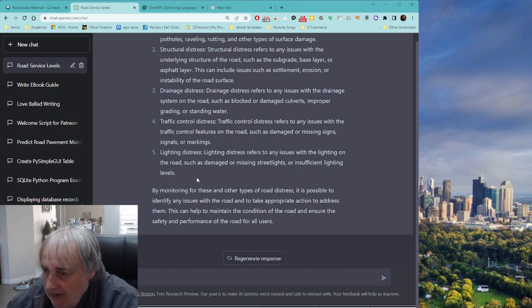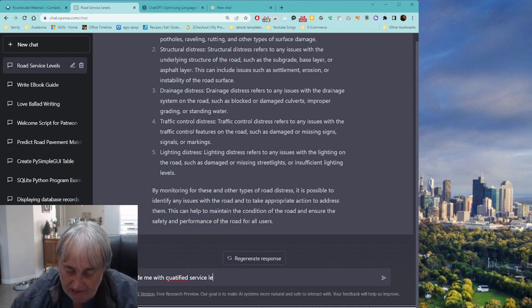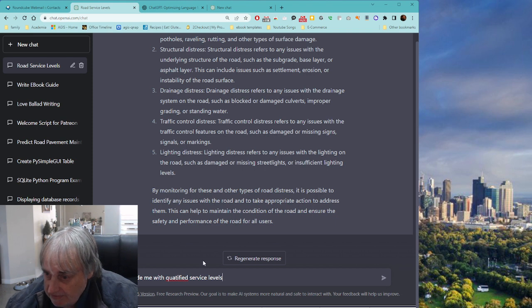So by monitoring for these types of road distress, it remembers your previous conversation, which is great because it will follow up with what it produced the last time. It is possible to identify any issues with the road and to take appropriate action to address them. This can help to maintain the condition of the road and ensure the safety and performance of the road for all users. Okay, so now what I'm going to do is say, well, that's fantastic, provide me with quantified service levels for now master the indicators. Let's see what it does.